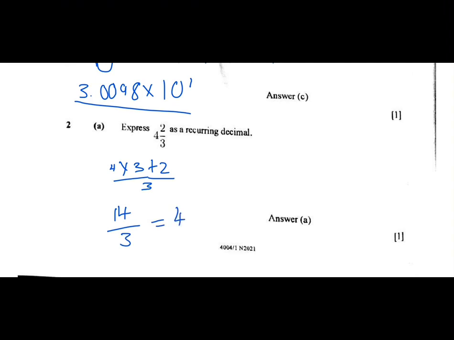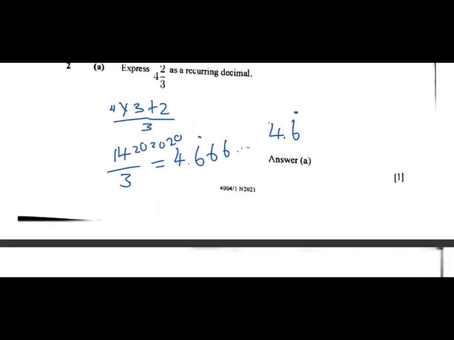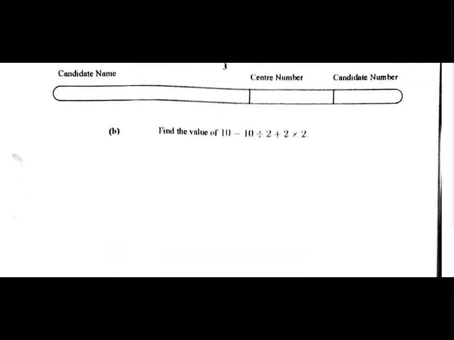3 into 14, that's 4, remainder 2. And we add a 0. 3 into 20, that's going to give us a 6. And then we'll have remainder 2. And we add another 0. That will give us another 6. So it will keep repeating 4.666666 until infinity. So what we do here now is we just write that number as 4.6 and put a dot on top of the 6, or we can put a small bar to show that it is recurring.